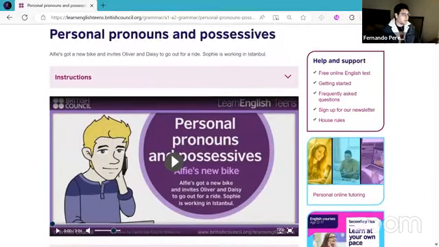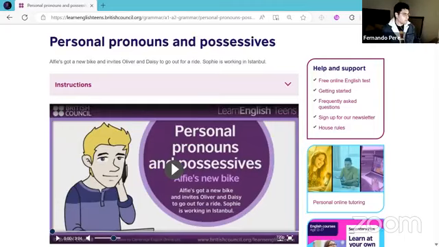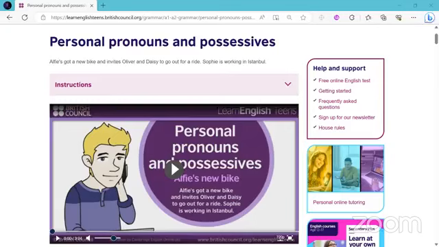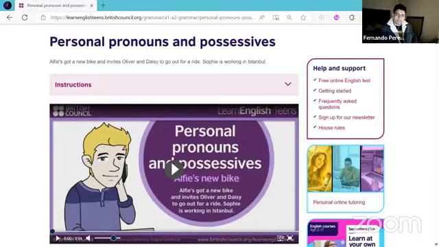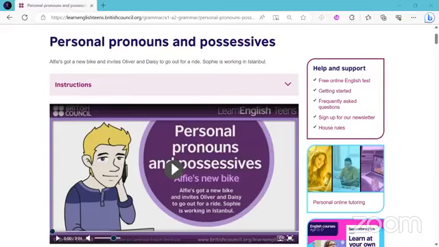Do you know what they are? Do you know what I'm talking about? Yes. Right? What are they? Personal pronouns and possessive. The difference is when I can use possessive when I talk about... I don't know what to say.